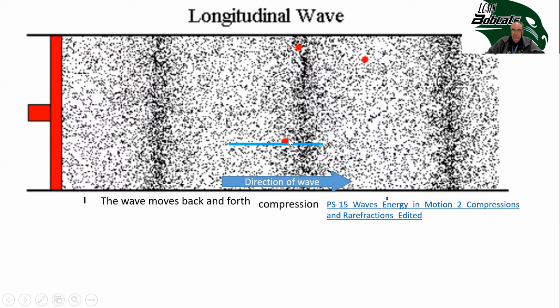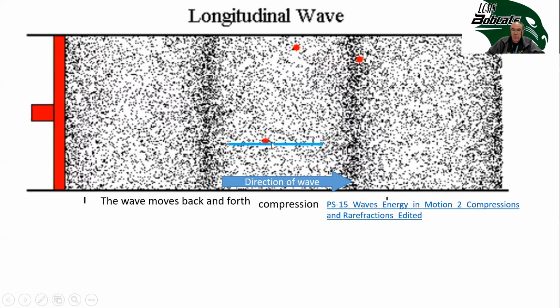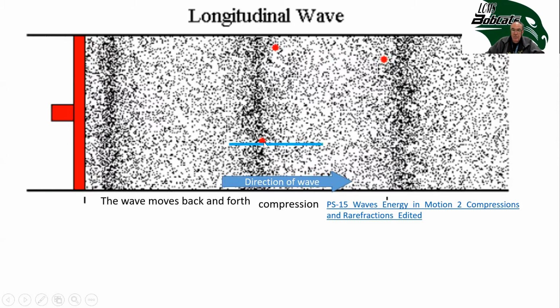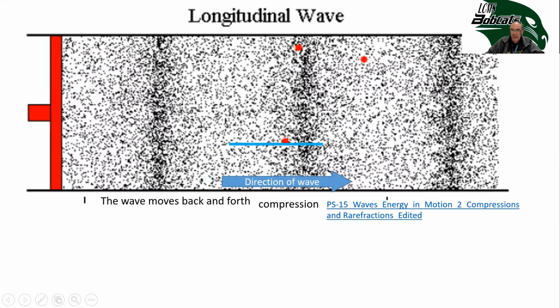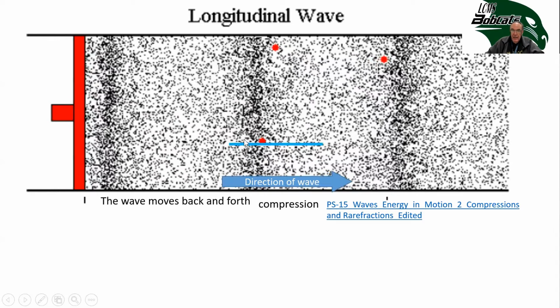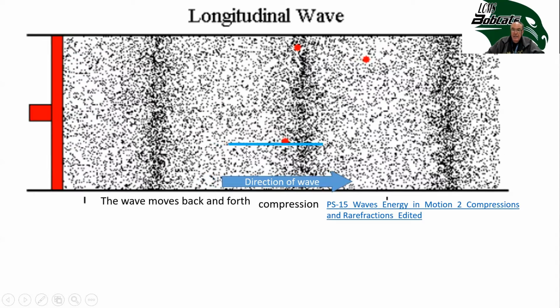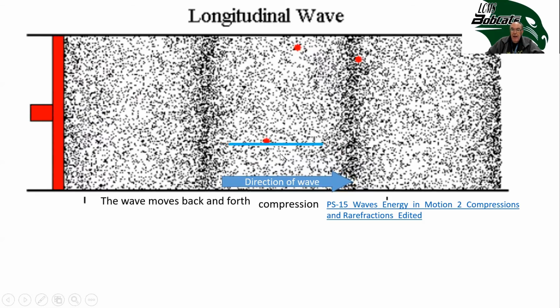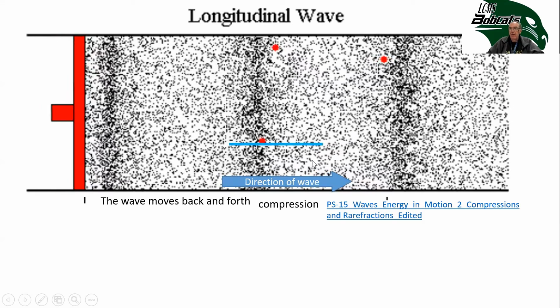So I added this line by this one red particle, and you can see it's moving back and forth here, but it doesn't actually travel with the wave. And then the direction of the wave is here. And this is the parallel part. It's moving back and forth parallel to the direction of the wave.